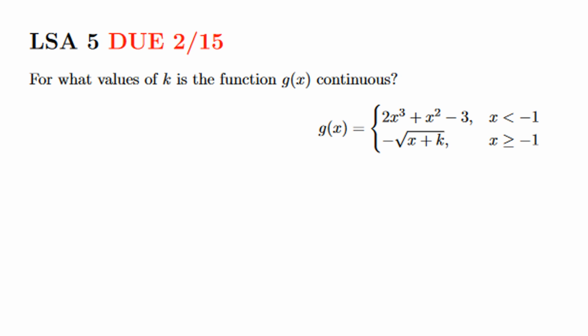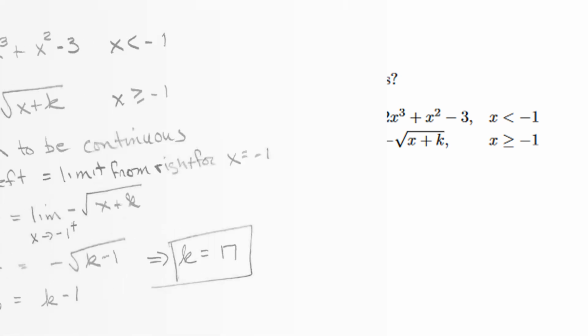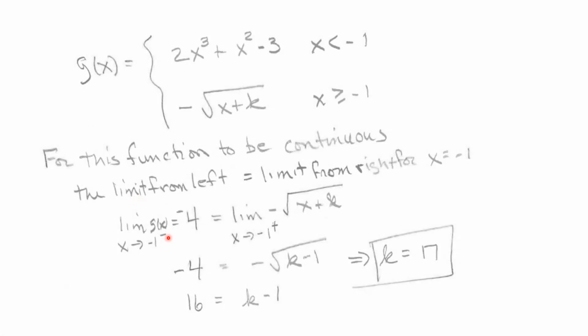Here we were to determine for what values of k this function is continuous, and so the limit from the left and the limit from the right at minus 1 have to be the same. So let's do that calculation. The limit from the left ends up being -4. The limit from the right ends up being this expression, and we can plug in x to be minus 1. So we get -4 is equal to minus the square root of k minus 1. We can solve this, and we find that k is 17.